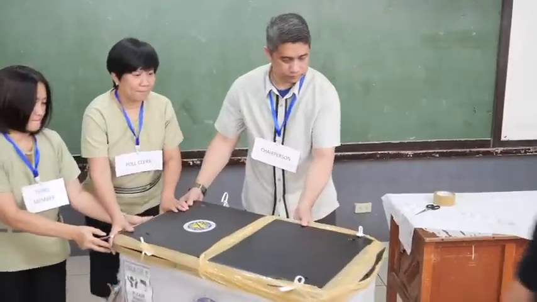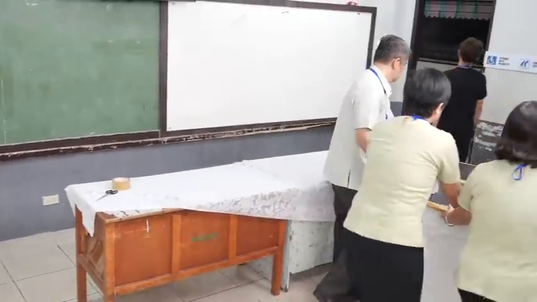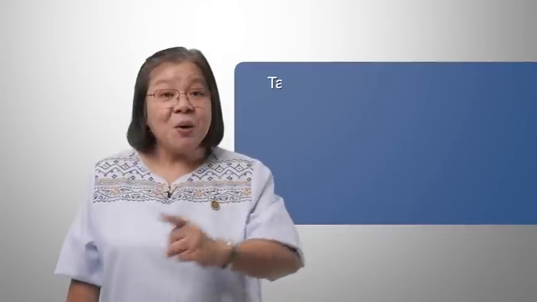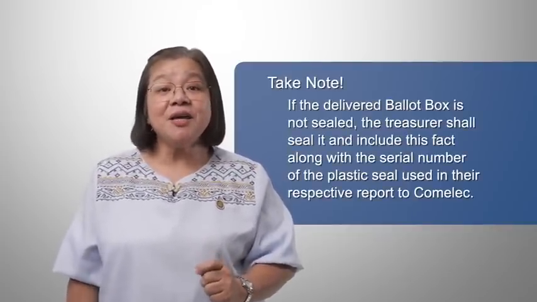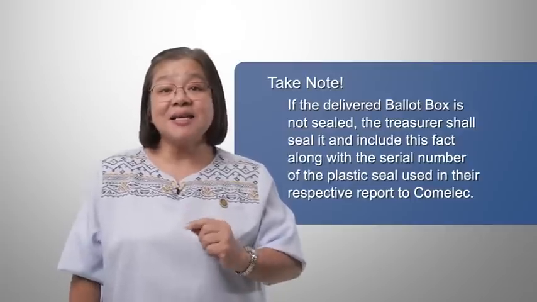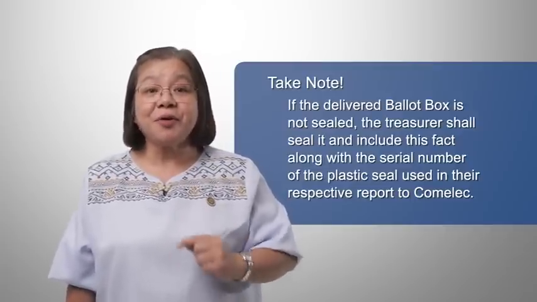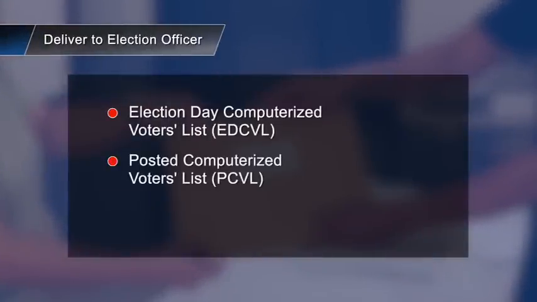Accompanied by the watchers, deliver the ballot box to the city or municipal treasurer. Take note, if the delivered ballot box is not sealed, the treasurer shall seal it and include this fact along with the serial number of the plastic seal used in their respective report to COMELEC. Thereafter, deliver to the election officer the following documents.